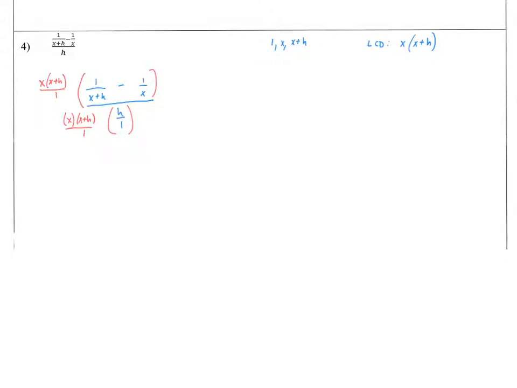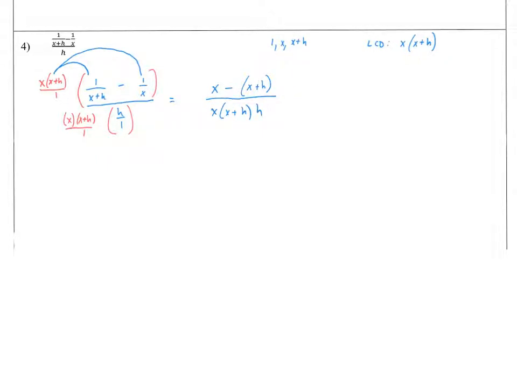Now we're going to distribute. If we distribute here, we see that the x plus h's cancel, so we're left with x. When we distribute here, we see that the x's cancel, so we're left with minus the entire quantity x plus h. Parentheses are extremely important there. We have to subtract the whole quantity x plus h. In the denominator, don't try and multiply anything out, just leave it. X times x plus h times h.